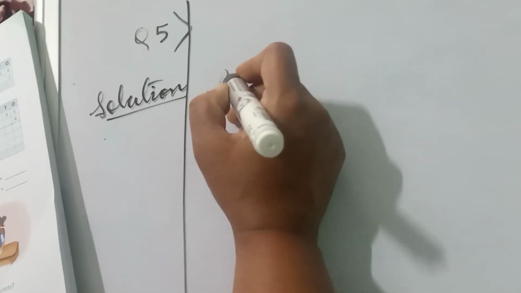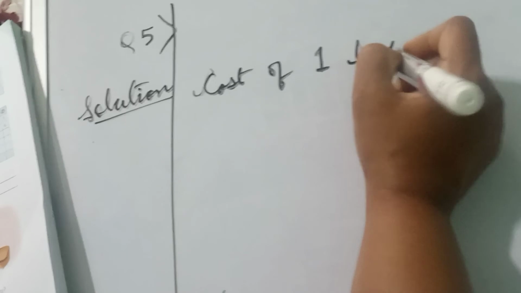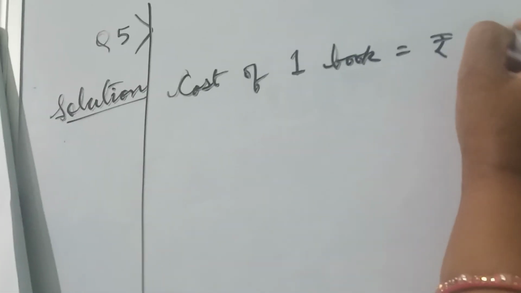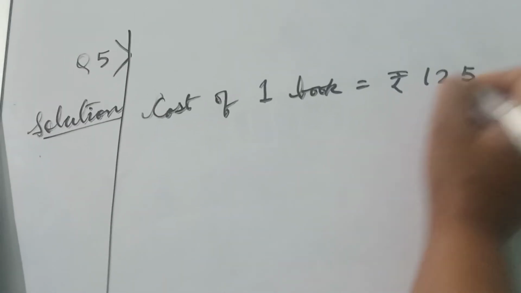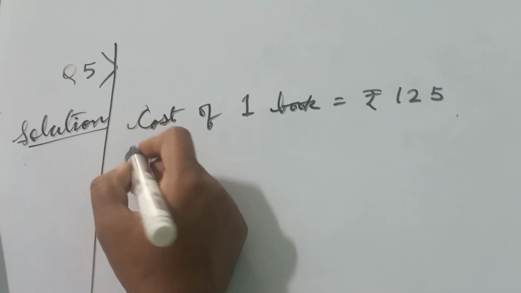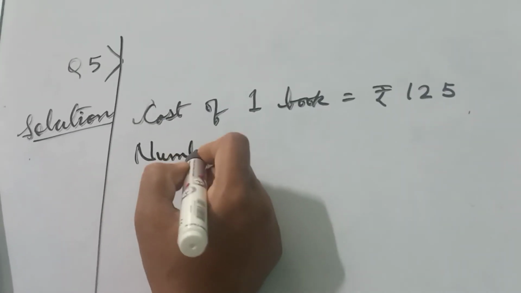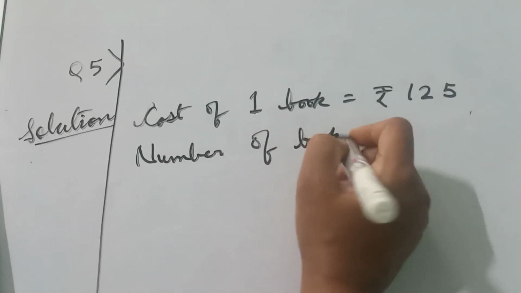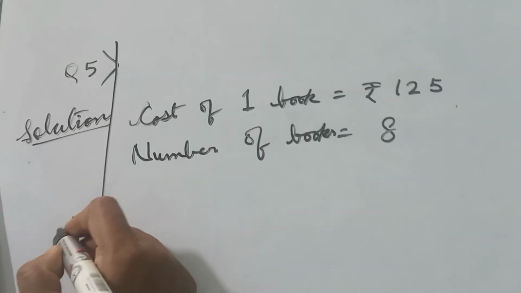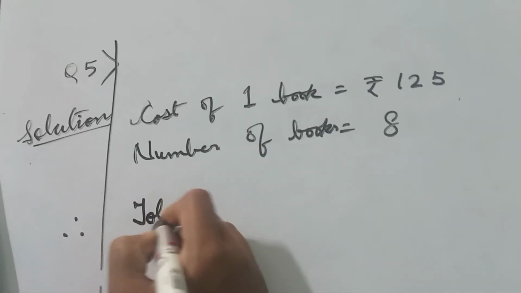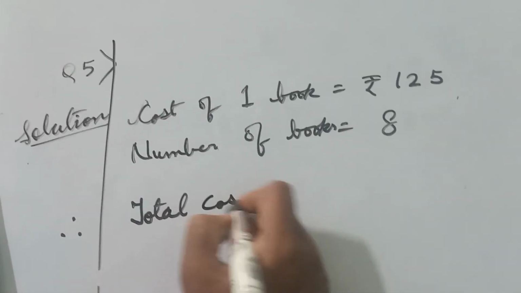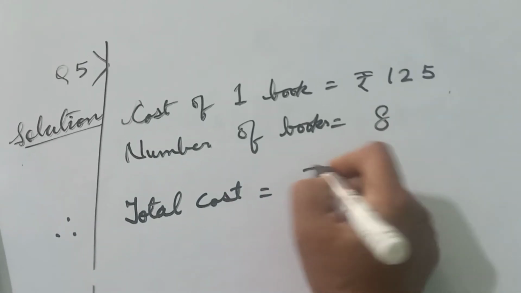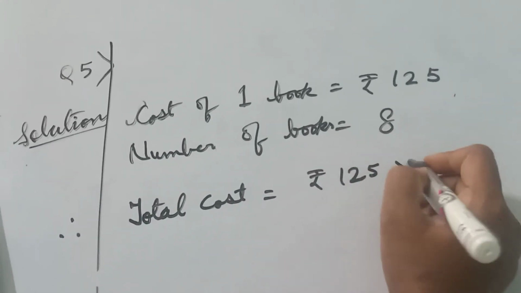That cost of one book. So write here cost of one book. That is our rupees 125. Now number of books. How many books you are purchasing? Number of books. These are 8. Therefore, total cost. What will be the total cost? So total cost, you will multiply these two, no? So rupees 125 multiplied by 8.